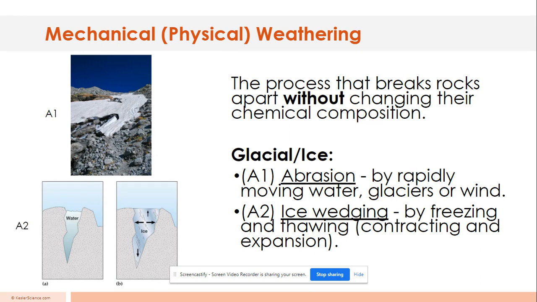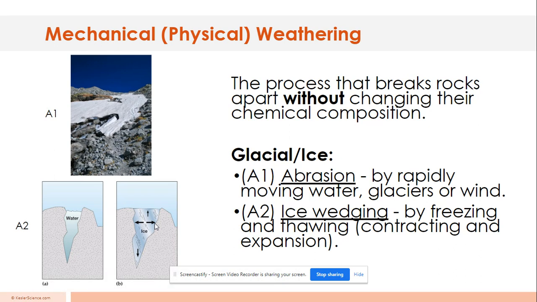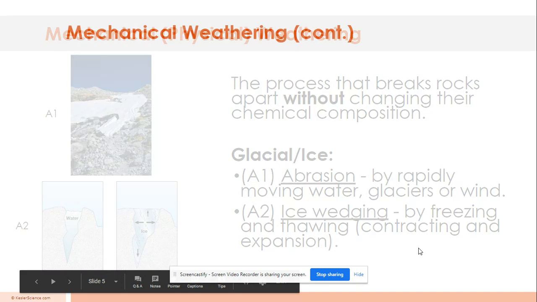Another example is ice wedging. Basically, if there is a small crack, like in this A2 picture right here, you can see water is entering in. As water freezes, it expands and it pushes out, creating a bigger space. And then more water can melt, more water can get in, and it goes in and out. That's exactly why we have potholes.